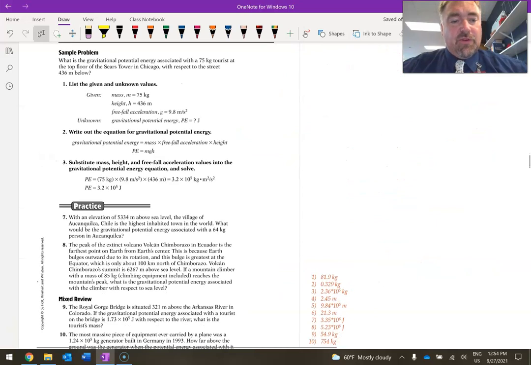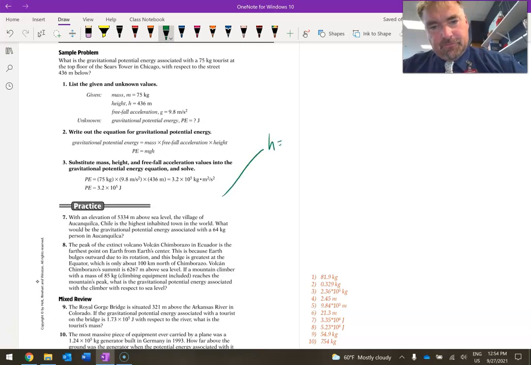All right, then we're going to jump down. We're going to do 7 and 8 as our last two. So we have an elevation of 5,334 meters above sea level. So we know our height is 5,334 meters. And this is in Chile, the highest inhabited town in the world.